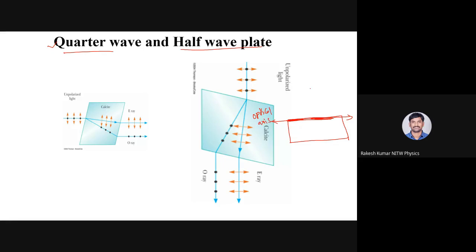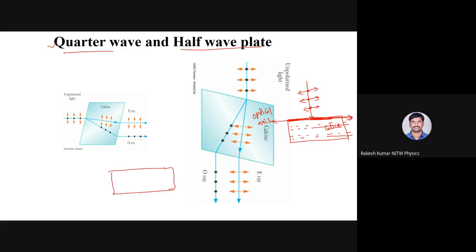Now if I pass my unpolarized light through this particular crystal, listen carefully. I've taken my calcite crystal. I cut it in such a way that I'm getting my optic axis along this direction. So all these things are optic axis. All these things are optic axis. All these planes are optic axis planes. Okay. Now tell me what happens inside the calcite crystal.